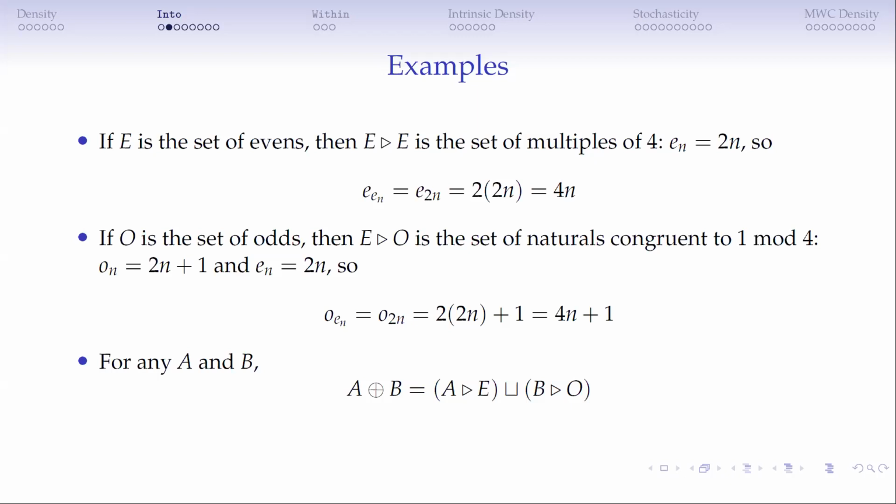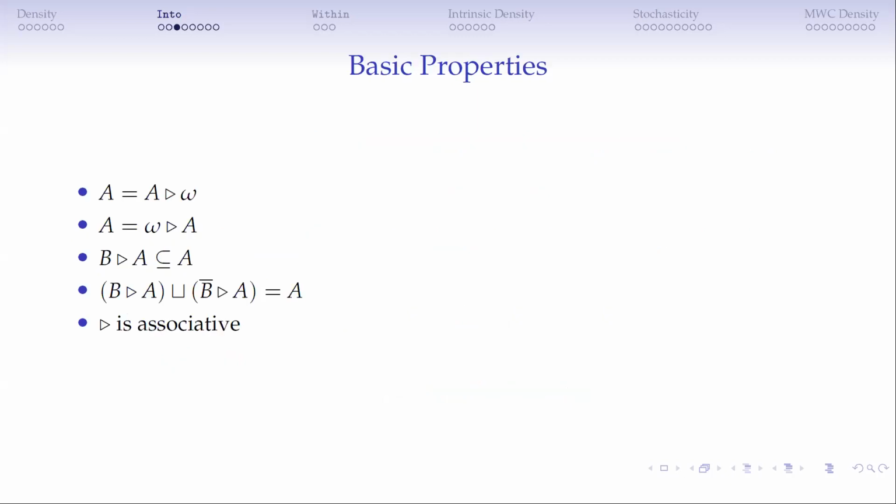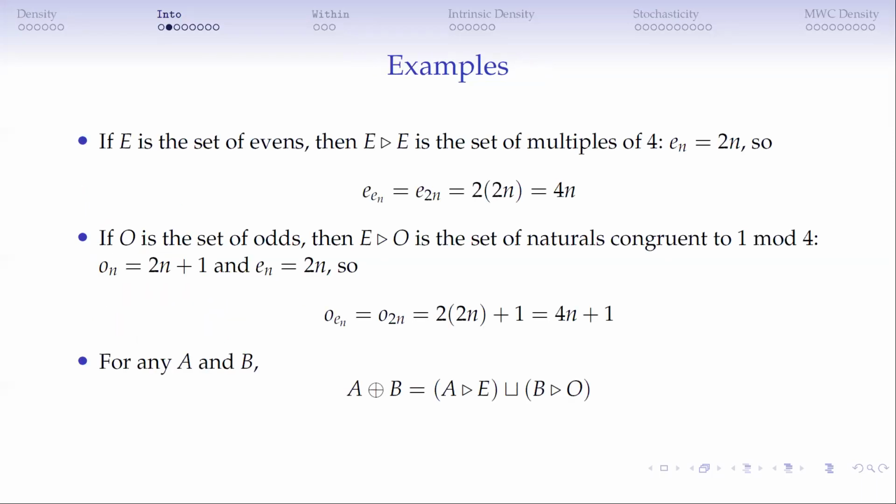More interestingly, for any two sets A and B, A join B is the disjoint union of A into E union B into O. Okay, so some basic properties of the into operation. A into omega is A. Omega into A is A. B into A is always a subset of A. That's why, if we go back to the previous slide, we have the disjoint union here. A join B is the disjoint union of A into E and B into O, because A into E is a subset of E and B into O is a subset of O, and that ensures the union is disjoint.